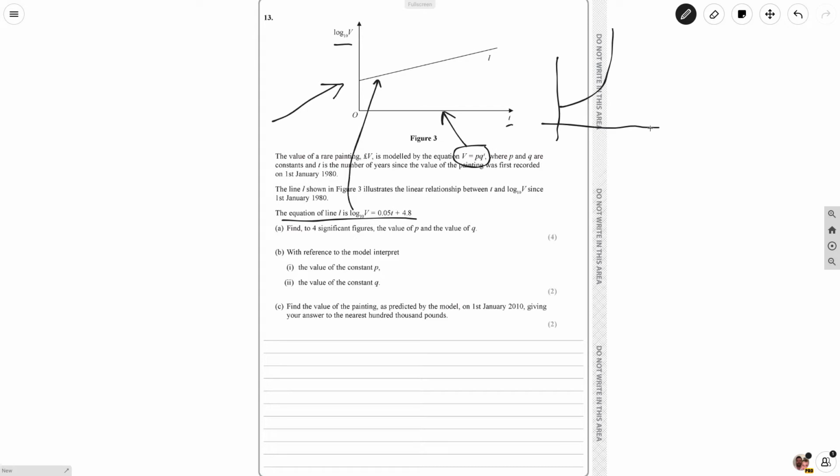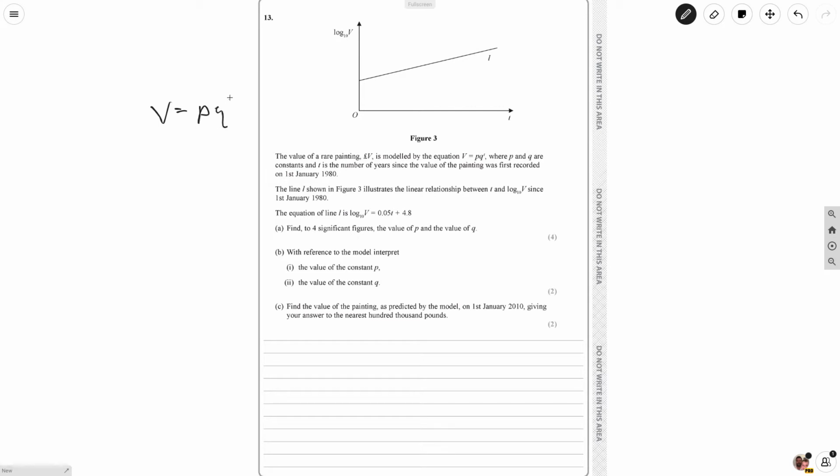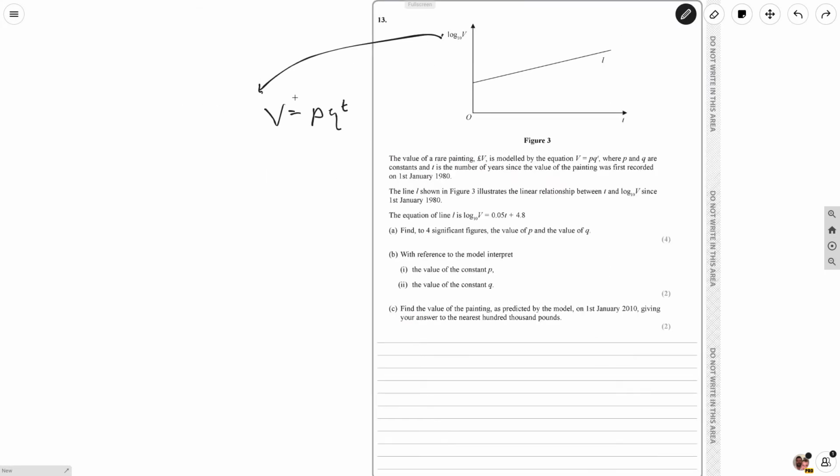Okay, so we need to connect the two up really, and it's a simple bit of logs rules to get us to that. So I'm just going to copy this v equals p q to the t here. So we need to match these two up. So we're going to do the log to the base 10 of both sides of the equation. So log to the base 10 of v equals log to the base 10 of the whole of the right hand side. So just pop that in a bracket.